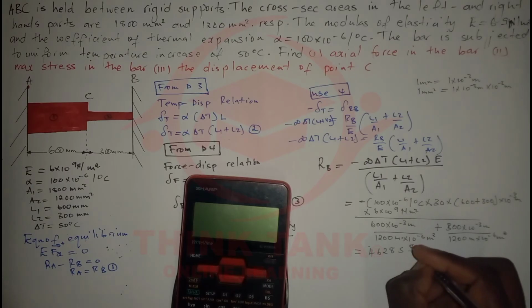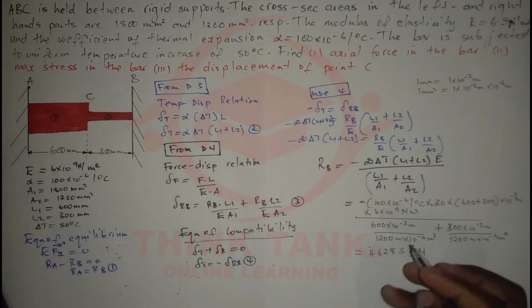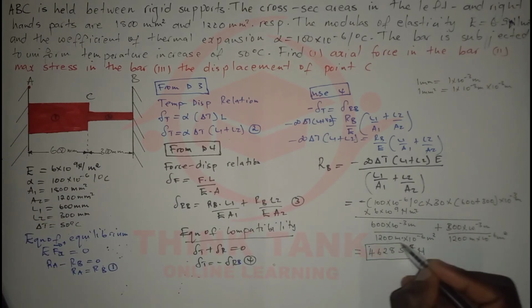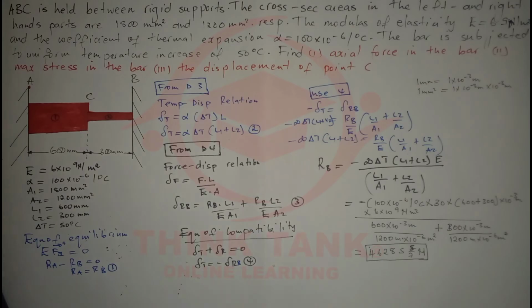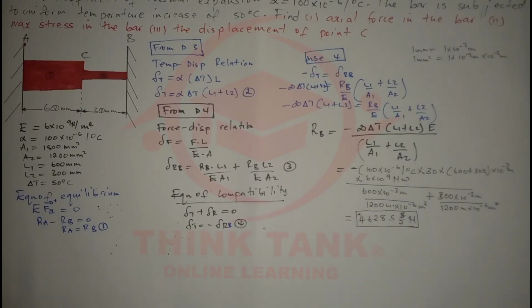4628575 over 7 newtons. I'm going to leave it as a fraction since I want to use it to calculate the stress and the strain. So this is RB, and we have a negative sign here. What does the negative sign imply?